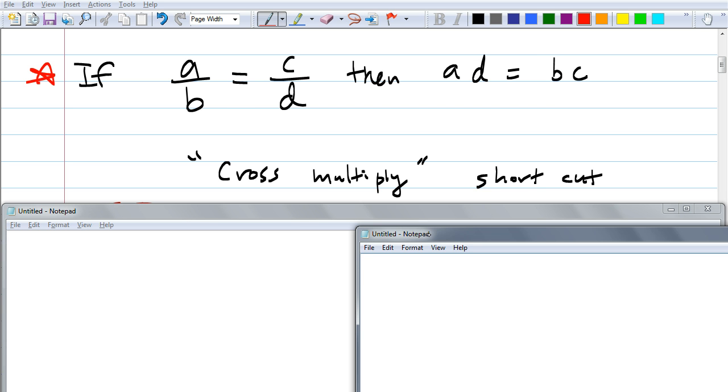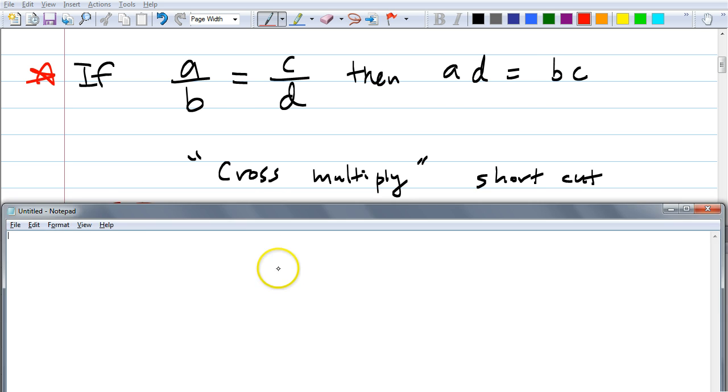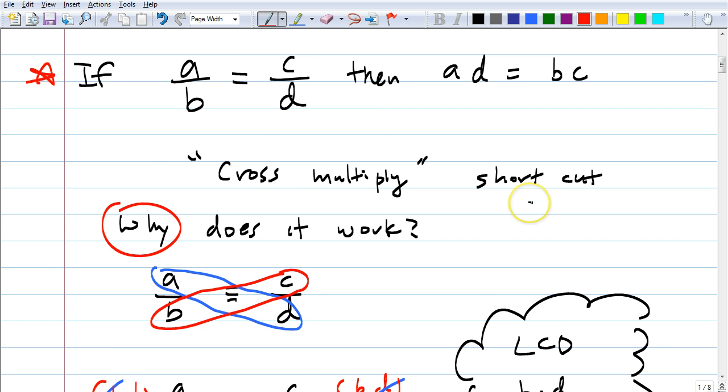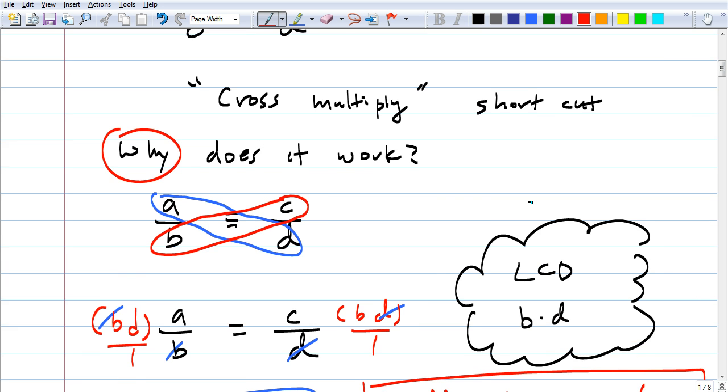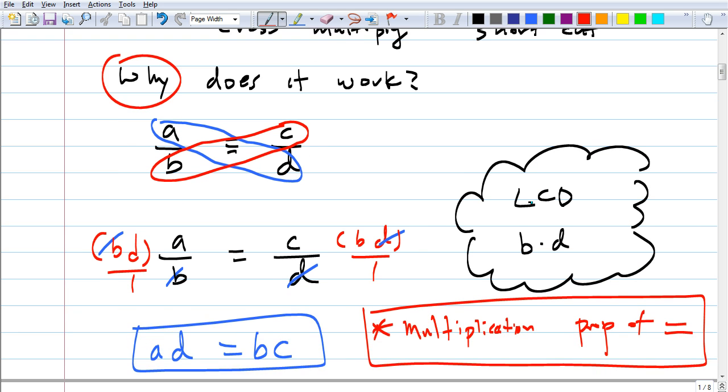BD is correct. We're basically multiplying both sides by BD, which is the LCD in this case. This is the reason why we get this. The product of the denominators, right? If you multiply both sides by the product of the denominators, look, if I multiply BD on the left side, B's cancel out. If I multiply the right side by BD, D's cancel out. So you get A times D equals C times B.